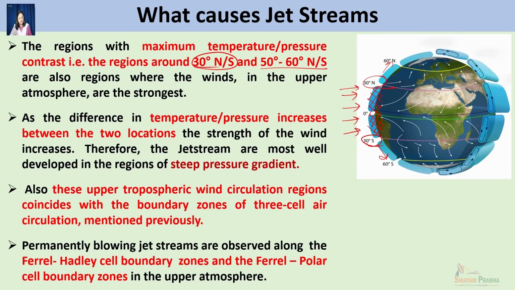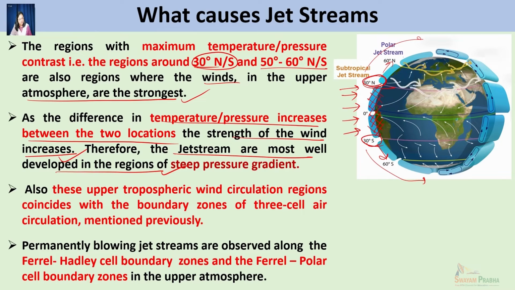However, beyond the tropical areas, especially after 30 degrees north till the polar areas, the temperature contrast in different seasons is very, very distinctive, which leads to very strong winds at the ground surface and even in the upper atmospheric regions. And as the differences in the temperature and pressure contrast increase with the winter solstice, the strength of the winds in the upper atmosphere also increases. Therefore, the jet streams are most well developed in these regions which are located along these latitudes in both the hemispheres.